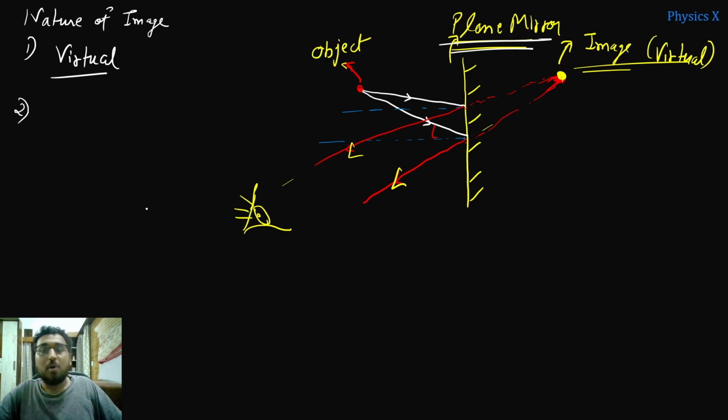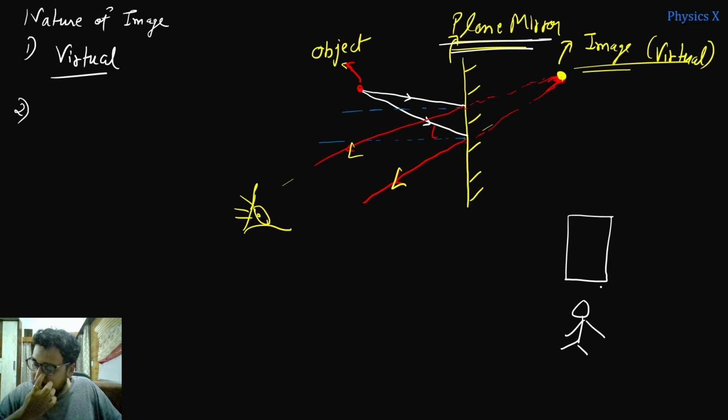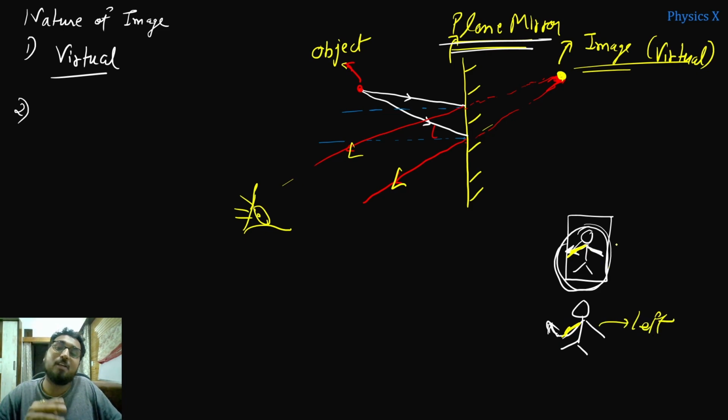Moreover, suppose you are standing in front of a mirror, observing your image, and you try to move your left hand. What happens to your image? You see that the image will move its hand, but it will be its right hand. If you are moving this hand, the image will be moving this hand. That means if you are moving your left hand, the image is moving its right hand.